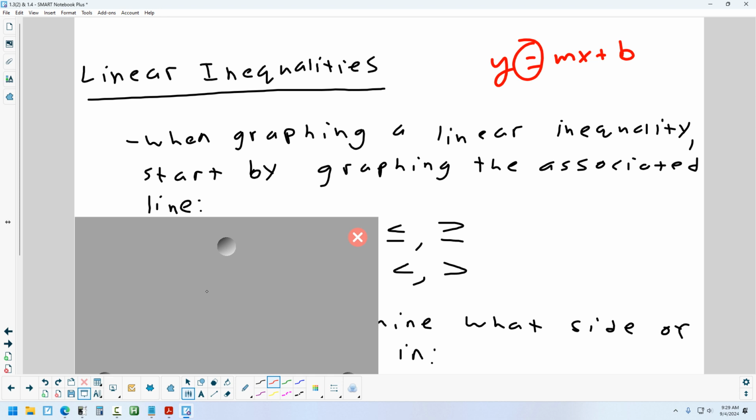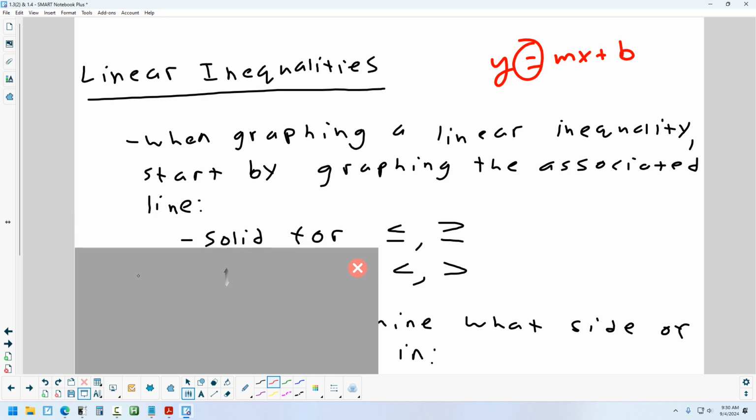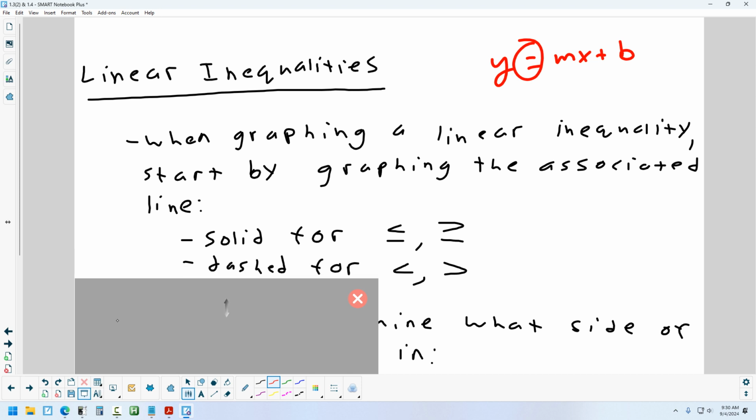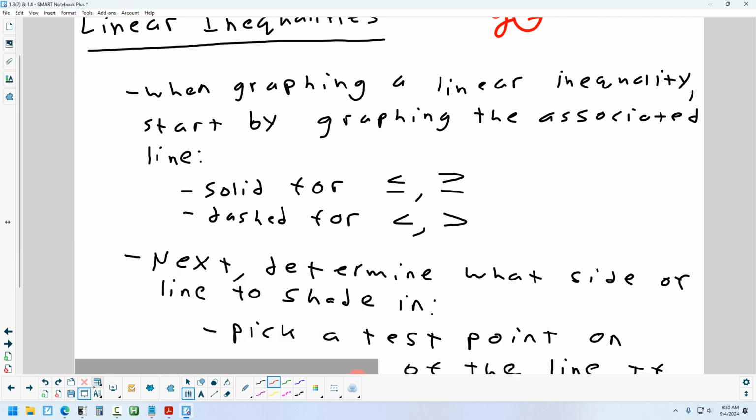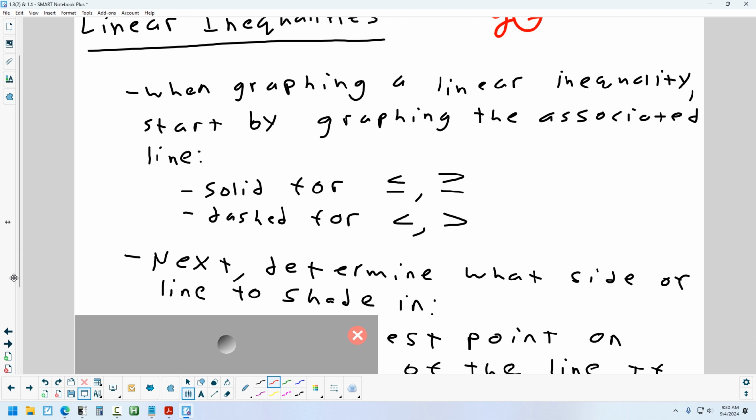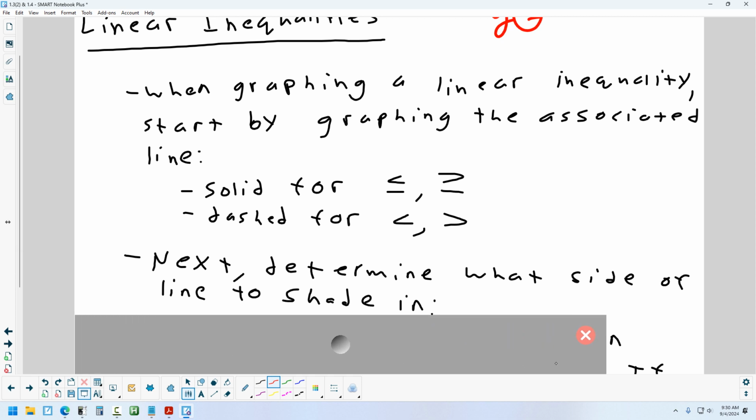Does anybody know what kind of line you use if it has the equal to? Anybody remember? Solid line. Yep, solid line. If it doesn't have the equal to, you use a dotted line. Yep, dash, dotted, same thing. After you figure out what kind of line you need, then you have to figure out where to shade.